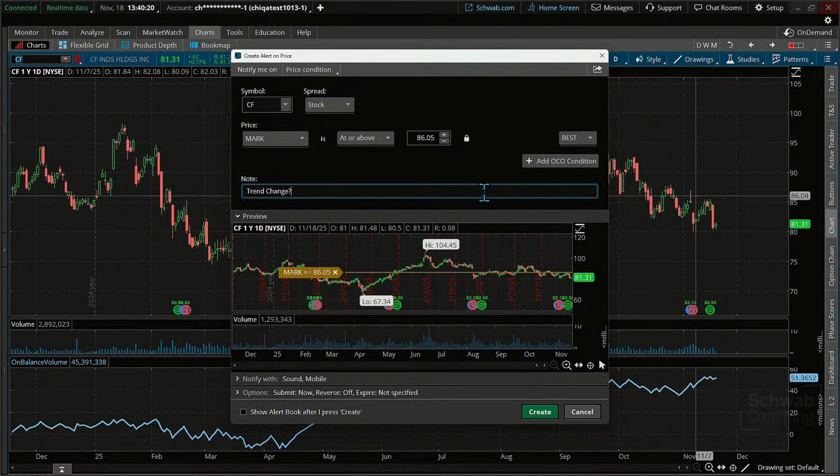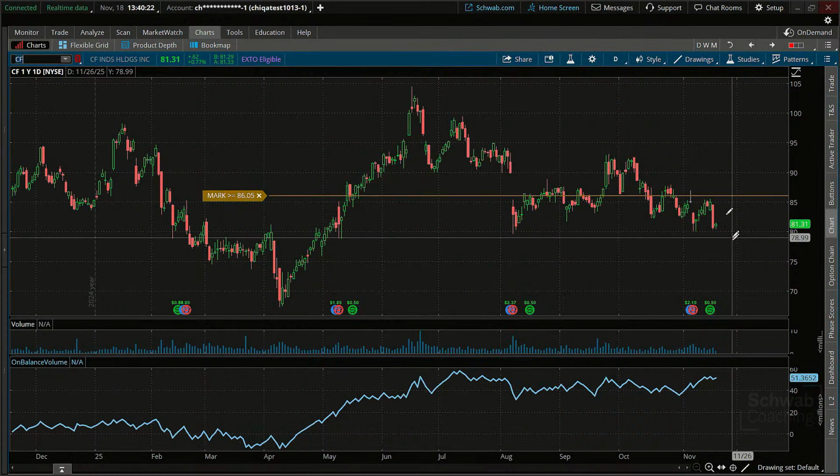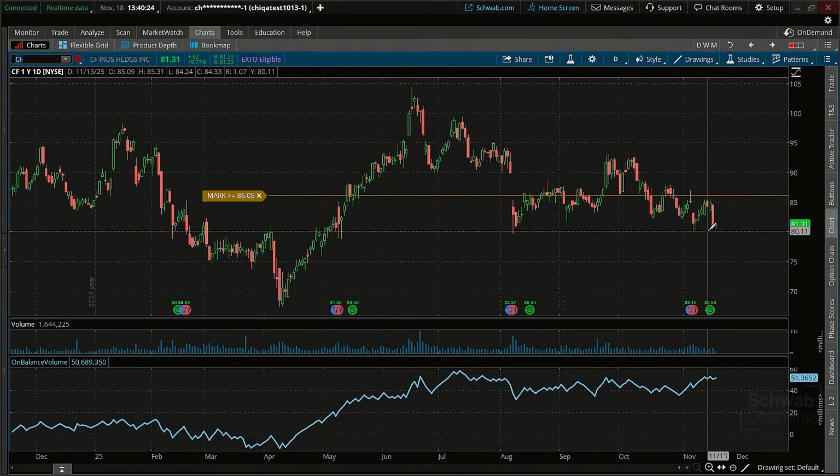I put this in here so that I could recognize a potential trend change right there. Did you guys see that? Trend change right there. Do we get it or do we not? Right above that point. So I've got an alert in there.